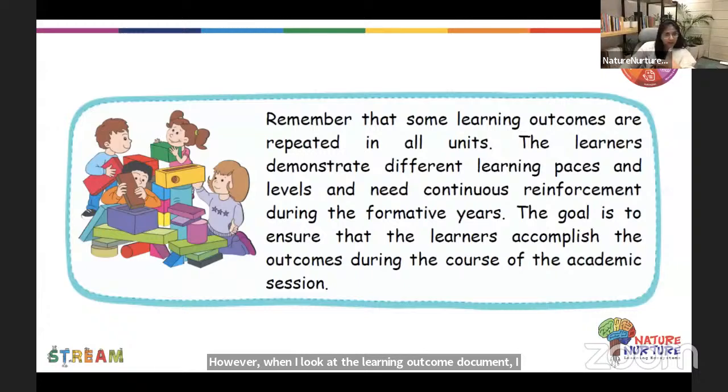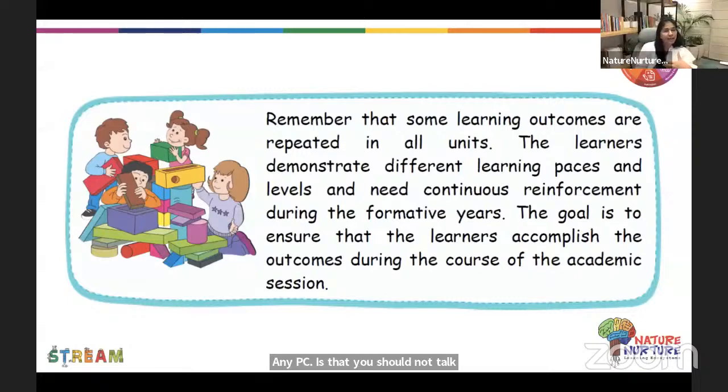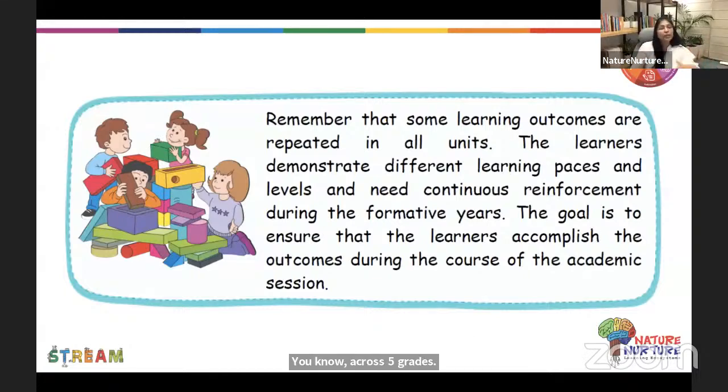Do not get overwhelmed. NEP says that we should not talk about just the age appropriateness, but we need to talk about the stage appropriateness also. And this is the pedagogical structure across 5 grades: NNLP 2, 3, 4, grade 1 and grade 2. So NNLP 2 is the entry point. So we should not be worried. It's a warm-up time. Children are coming from different backgrounds, so they will be at different levels. Grade 2 is too late. You will miss the bus. So NNLP 3, 4 and grade 1, that is where you need to position your learners, right?